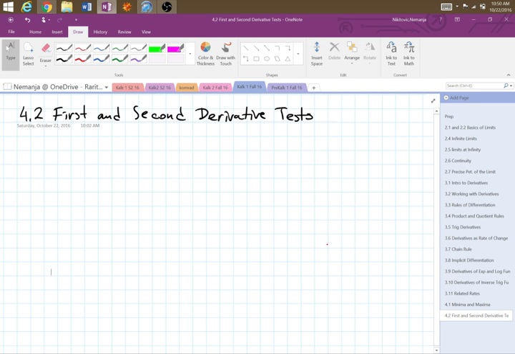This is section 4.2, first and second derivative tests. We are going to learn what derivative tells us.